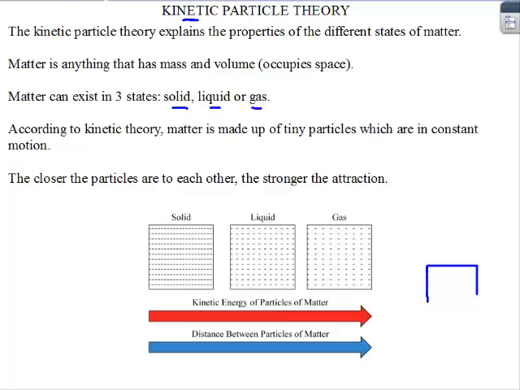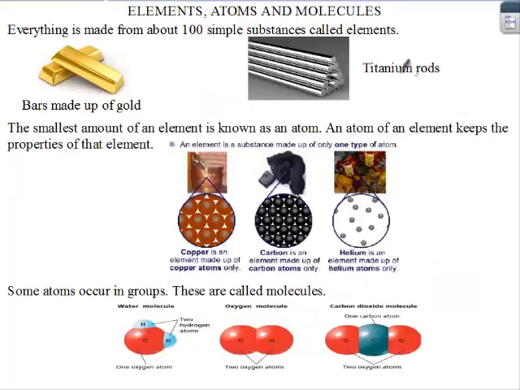There are a few words we're going to come across in the course of this study. So let's just see exactly what these words mean so that in case we come across them, we will not be confused. Now, everything we see around us is made from about 100 simple substances called elements.